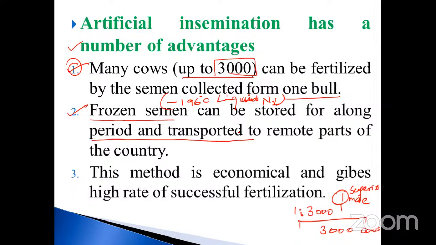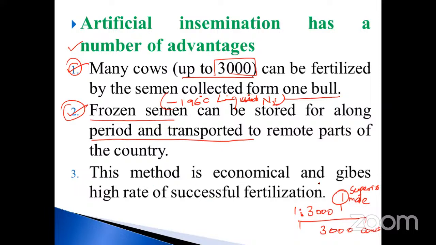Why are we storing this one? Then only it can be transferred from one place to another place, one country to another country, one state to another state, and also in a village. State to village, village to state, whatever it may be. So this is the very, very important point. Why we are preserving: cryopreservation.